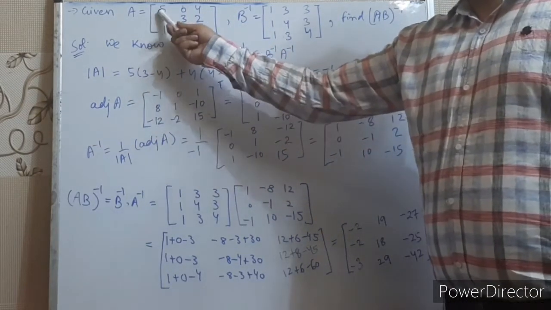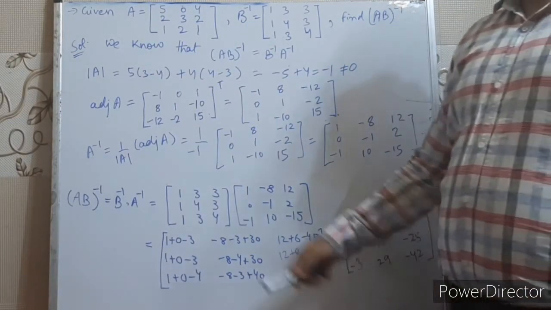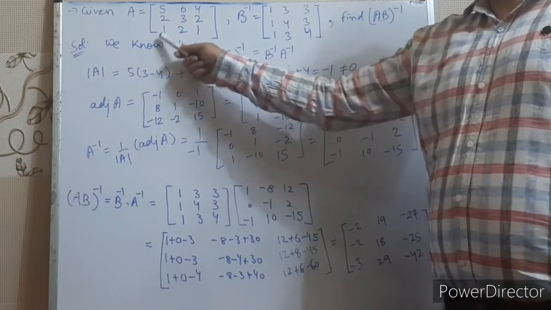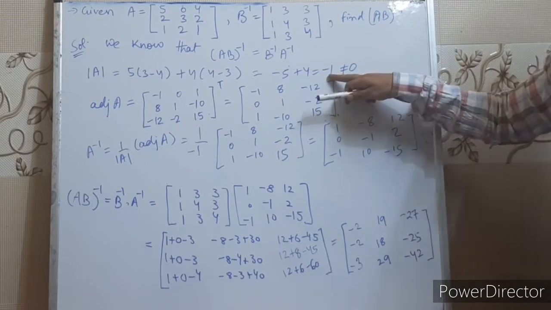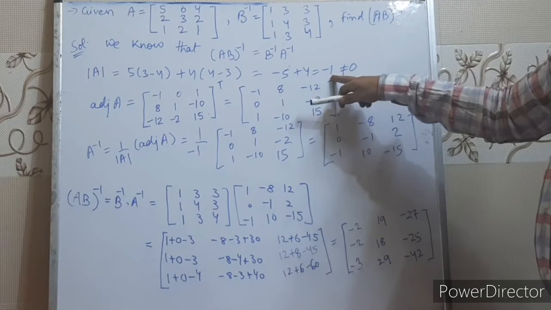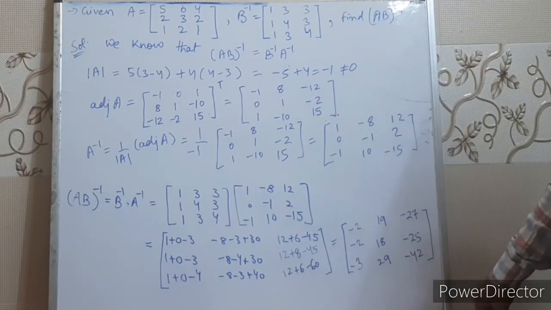You can see, by expanding it by the first row: 5, 3 minus 4, then 0, and then 4, 4 minus 3. This will all come to minus 1. Right, children? That means the determinant of A is not 0. Therefore, A is not singular, and hence A is invertible. So, we know that the inverse of A exists.